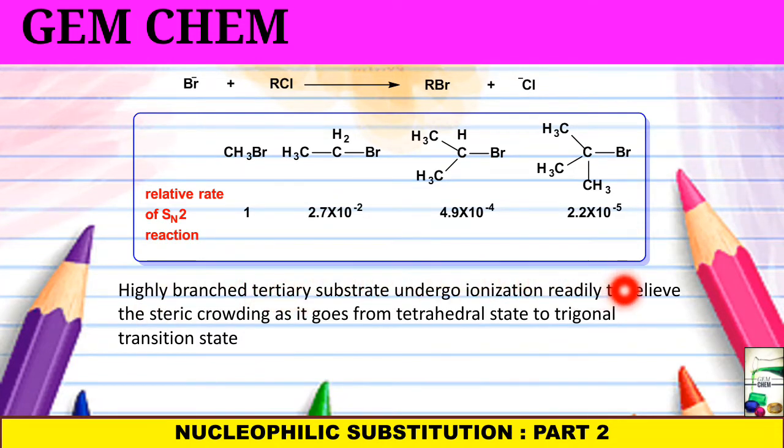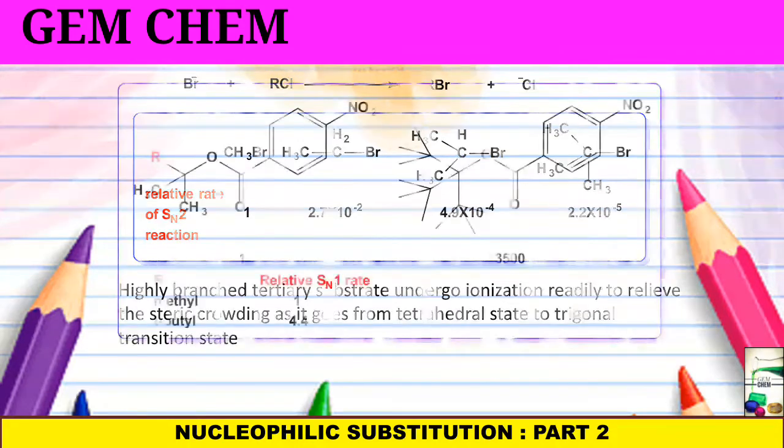The tertiary substrate undergoes ionization readily in order to relieve the relative crowding. Here 4 groups are attached, but if Br goes away, then 3 groups are attached. So the relative crowding decreases as it goes from the tetrahedral state to the trigonal state, as a result of which we can have a favorable SN1 reaction while going to the right.